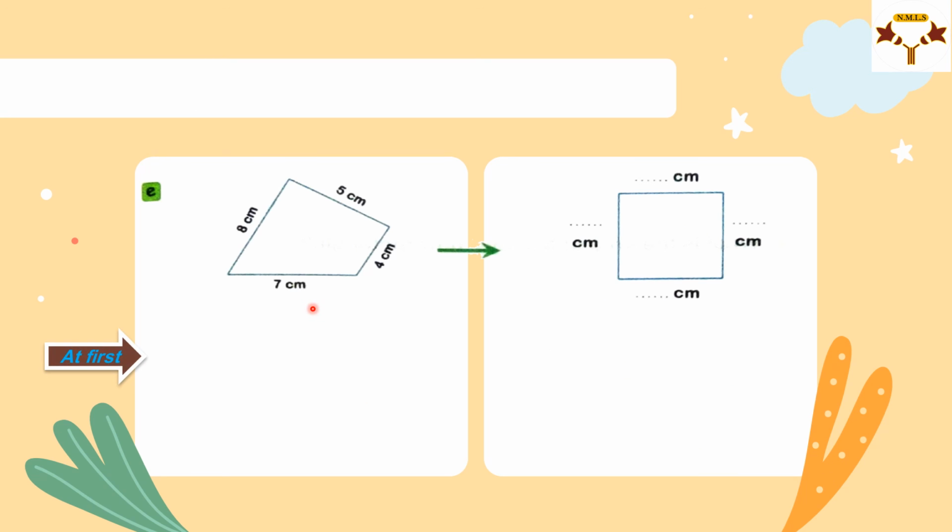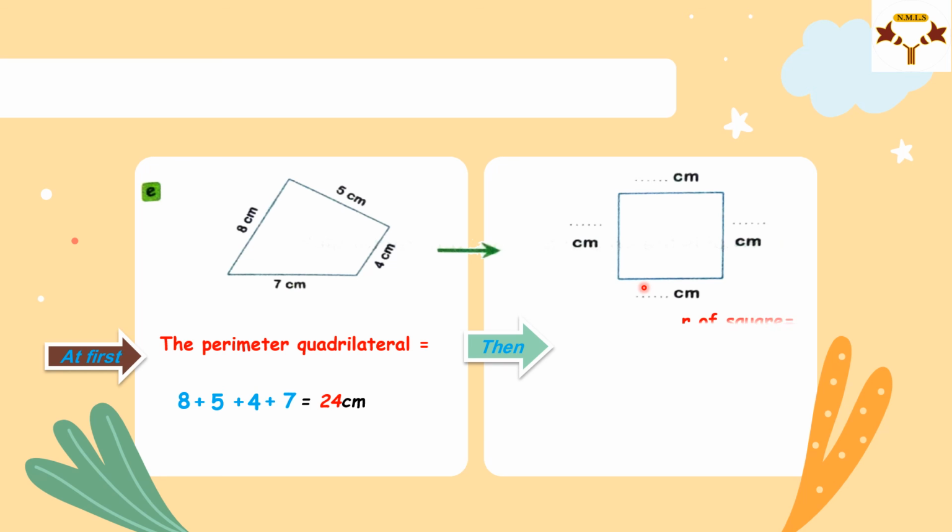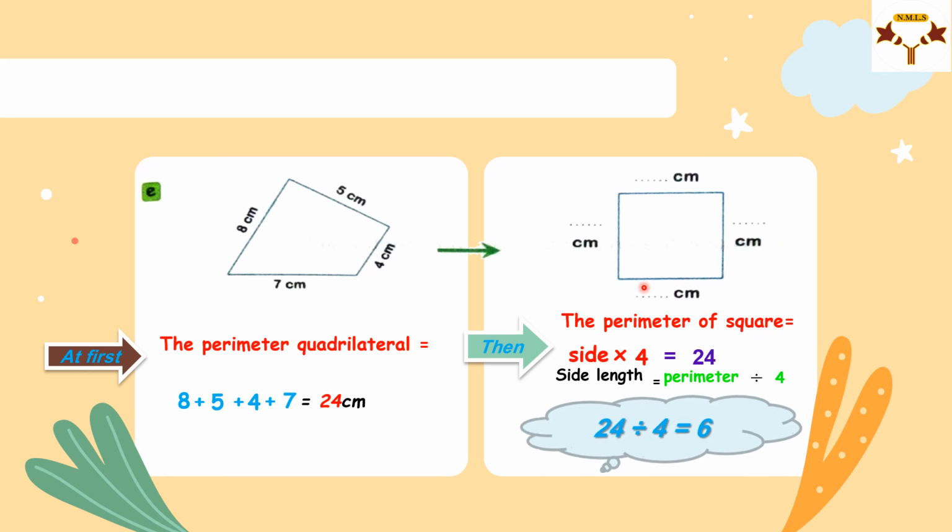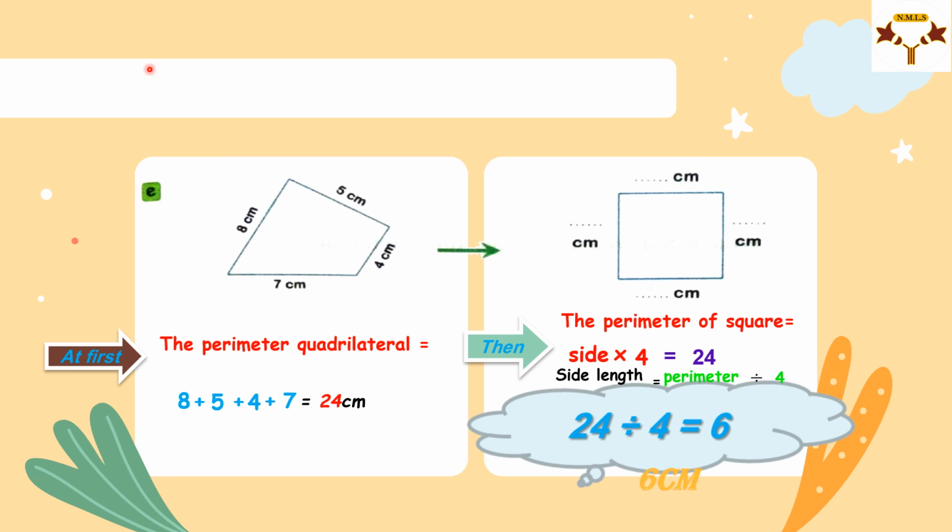Here let's get the perimeter of this shape. I'm going to add all the sides. So 8 plus 5 plus 4 plus 7 will be 24. So here the perimeter of the square should also be 24. So the perimeter of a square equals side times 4 equals 24. So the side length will be the perimeter 24 divided by 4. So I'm going to make it 24 divided by 4, it will be 6. That means each side of the square will be 6 centimeters.